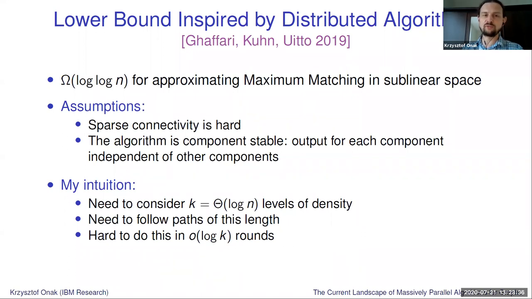you know, beating log n should not be possible, because in some sense for matchings you have to consider a logarithmic number of density levels. So it seems that you have to follow basically paths of length logarithmic in n. And this is really hard to do faster than the length of the path number of rounds.